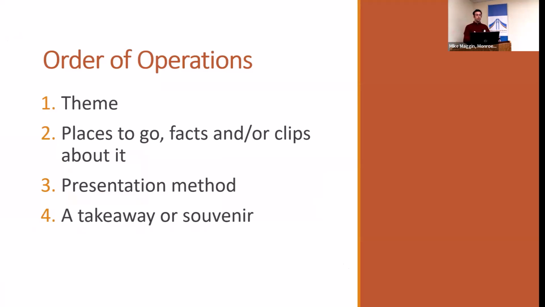So then you want your places to go, facts and/or clips about it. Make a longer list than you're going to use, because nine times out of ten, you're going to be like, oh, halfway through this is not that interesting. This place is not as interesting as I thought it would be on Google Earth. Maybe in real life it's really cool, but it doesn't show well on there. So I like to keep my list long and then just cut. Even after I've made my map, I like to cut some places.